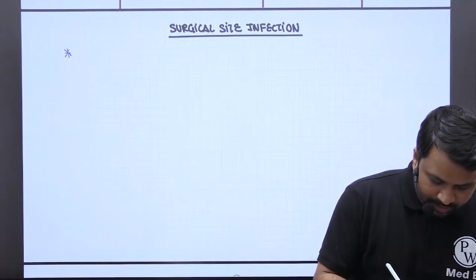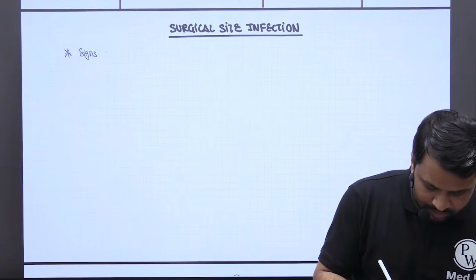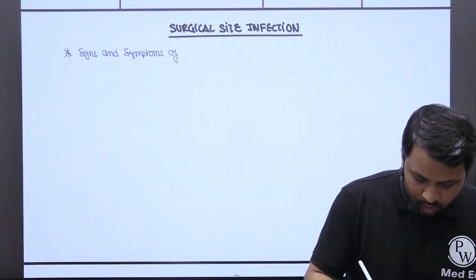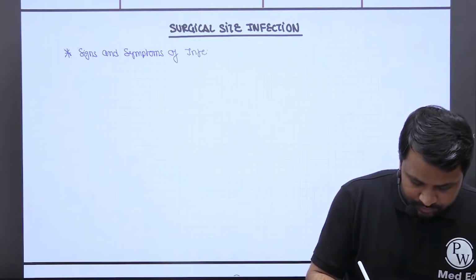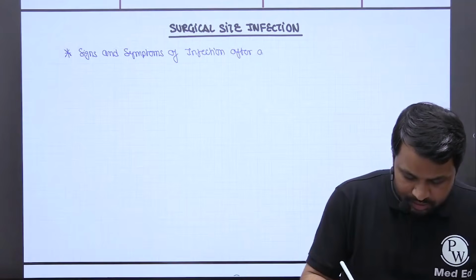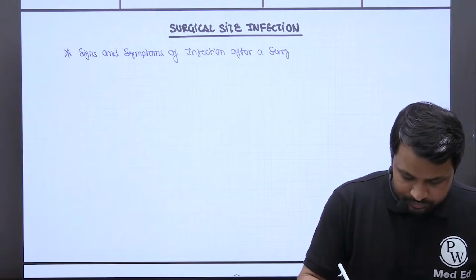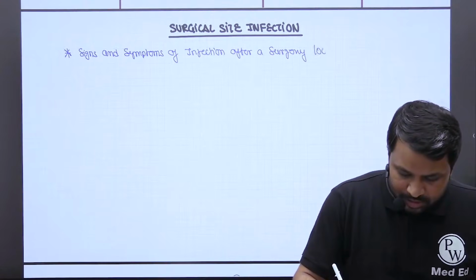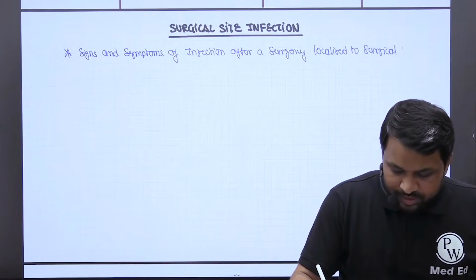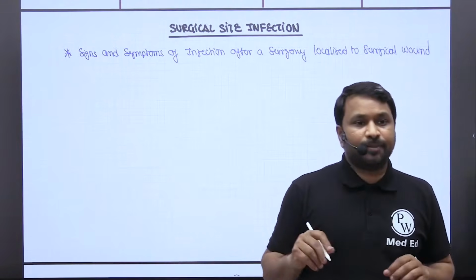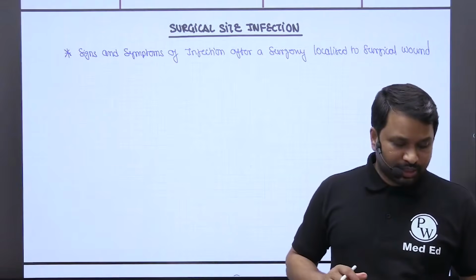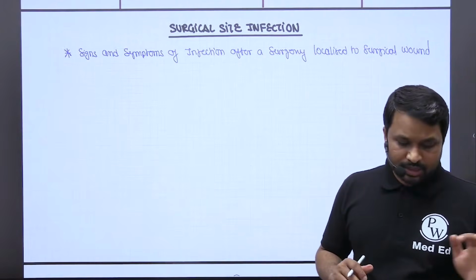These are the signs and symptoms of infection after a surgery localized to the surgical wound, because if it is systemic, then we'll call it sepsis. Signs and symptoms of infection after a surgery localized to a surgical wound is what we call surgical site infection.